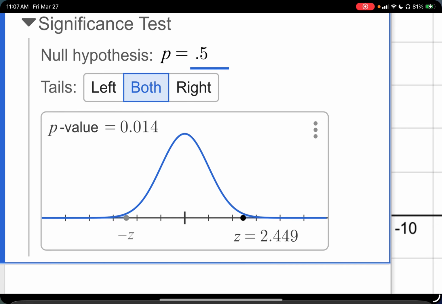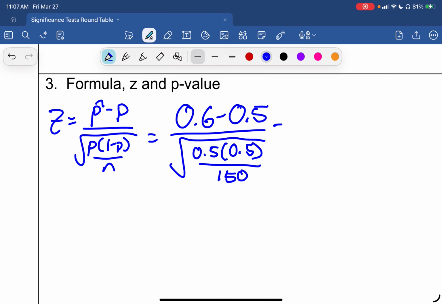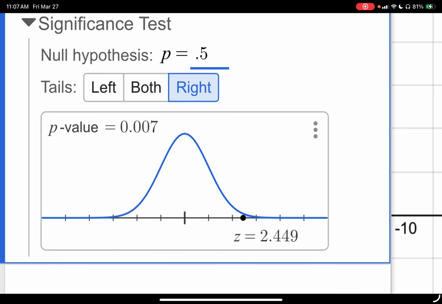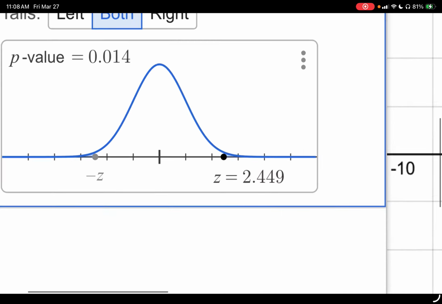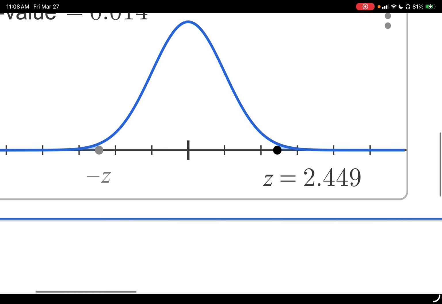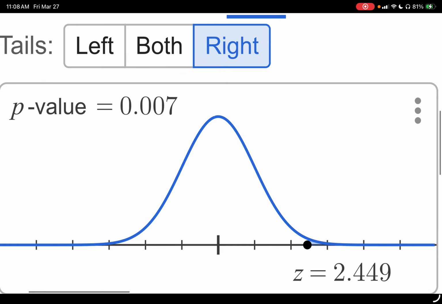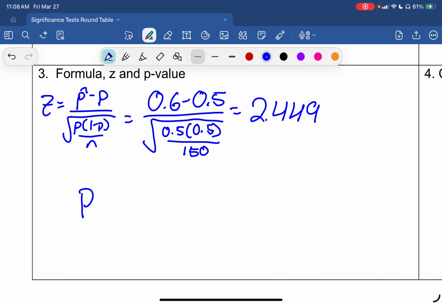Now, what I want you to notice here is that Desmos gives me the same one. If you calculate this out, it is 2.449. If I just did the right side, what you'll notice is that my p-value is 0.007. Using our statistical knowledge with approximately normal distributions, if we check the left side as well as the right side, we would still be looking at the same z-score, just on the negative side, leading to a p-value that is just double our single side. Our p-value here is 0.014.